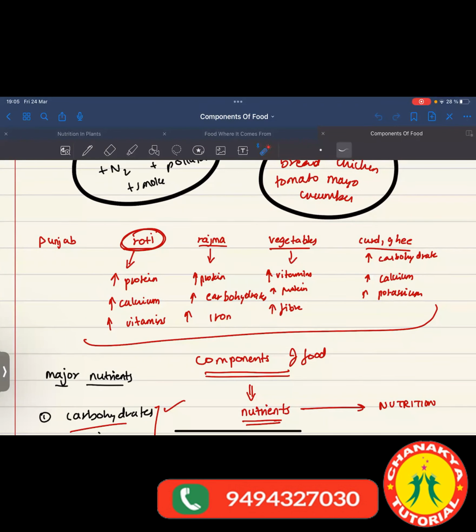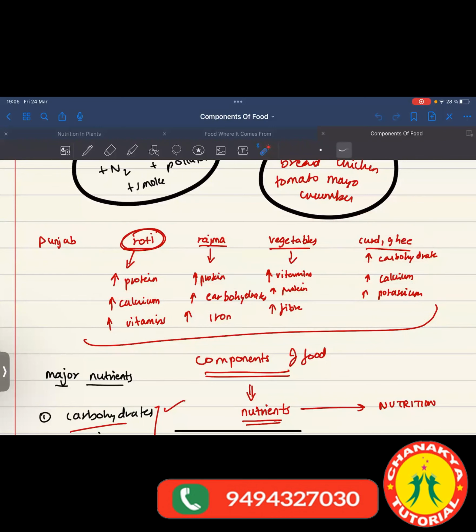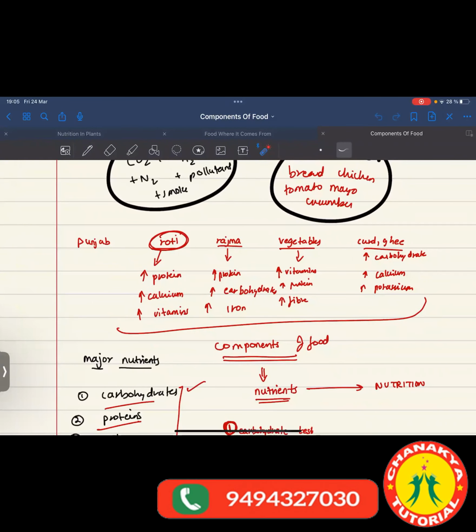So in Punjab they consume roti. In roti you have protein, calcium, vitamin. Similarly in rajma you have protein, carbohydrates, iron. In vegetables you have vitamin, protein, fiber. Whereas in curd, again, you have carbohydrates, calcium, potassium. So all these things that I've underlined over here are the components of food. These components are nothing but nutrients. In order to provide rich nutrition for us, we need nutrients in our body.